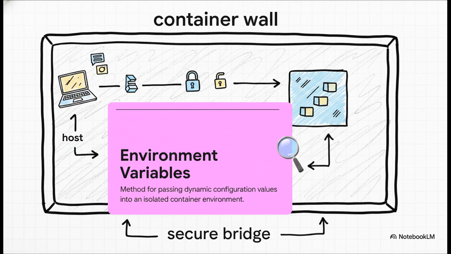That's why we use environment variables. They act as this secure little bridge to deliberately pass dynamic settings, stuff like API keys, database URLs, or log paths, right through those container walls.